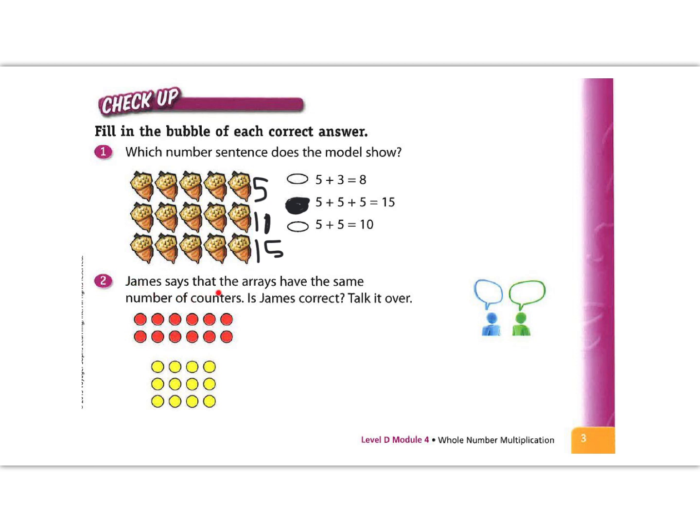Number 2 says, James says that the arrays have the same number of counters. Is James correct? If we talk this over, here we have 1, 2, 3, 4, 5, 6. So 6, and then another 6 is 12. So there's 12 there. And here, if we do the same thing, there's 1, 2, 3, 4. If we skip count, we have 4, 8, 12. So yes, James is correct. They have the same number of counters. They are just organized in a different way.